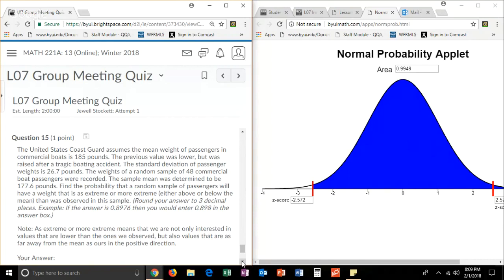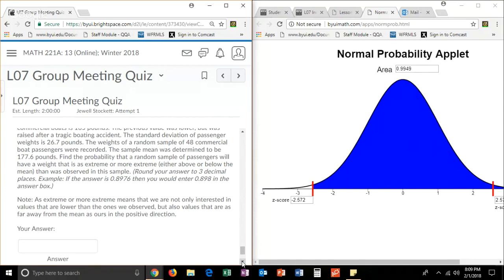As extreme or more extreme means that we are not only interested in values that are lower than the ones we observe, but also values that are as far away from the mean as ours in the positive direction. Oh, wow. Oh my goodness. Okay.